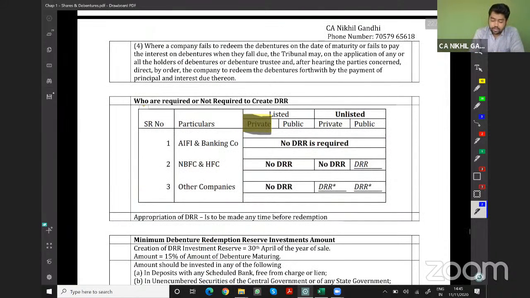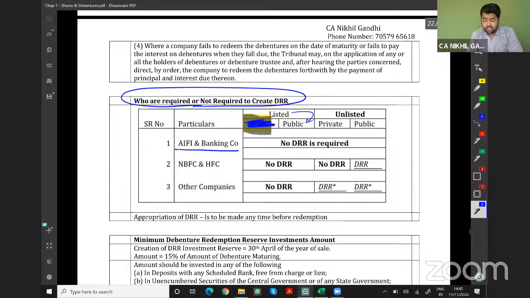The requirement and creation of DRR is important. The first thing is that a listed company is always a public company, not a private company. If you are a listed company and you are an AIFI or banking company, DRR is not required. If you are a listed company and an NBFC or HFC, then also DRR is not required. If you are a listed company other than these, DRR is still not required.